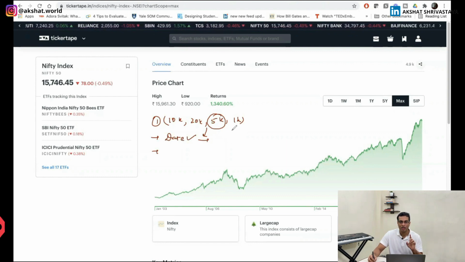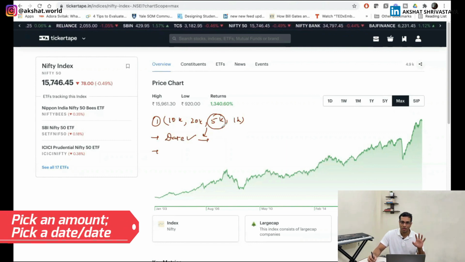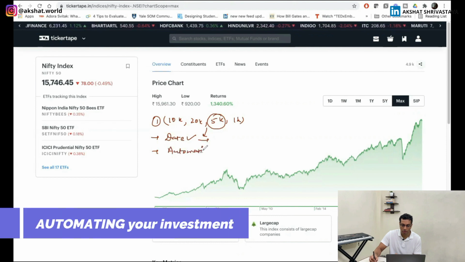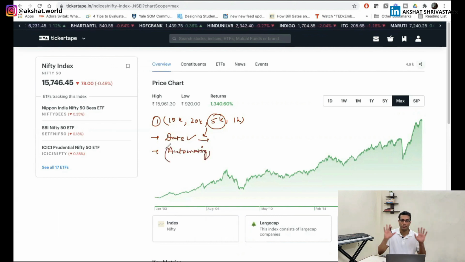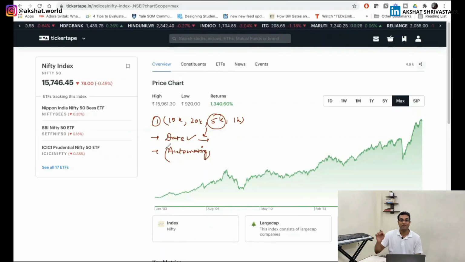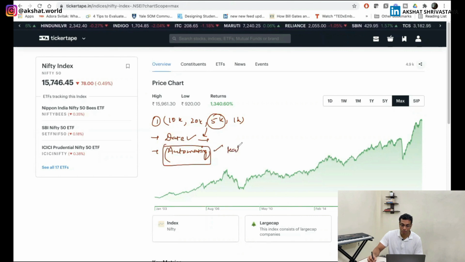Okay, so 2 things. 1, pick an amount that you want to invest, 5,000, 1,000. Number 2, pick a date or a day. It could be every Monday, or it could be every 5th of the month, or it could be every 25th of the month. So what you are doing is very simple, you are actually automating your investment. Automating means that, hey, I have a system. Every Monday, 1,000 or 5,000 or 10,000 goes into the stock market. Done, right? Where it goes, we will discuss that subsequently. But essentially, you are automating your investments and you are getting into the habit of making investments.